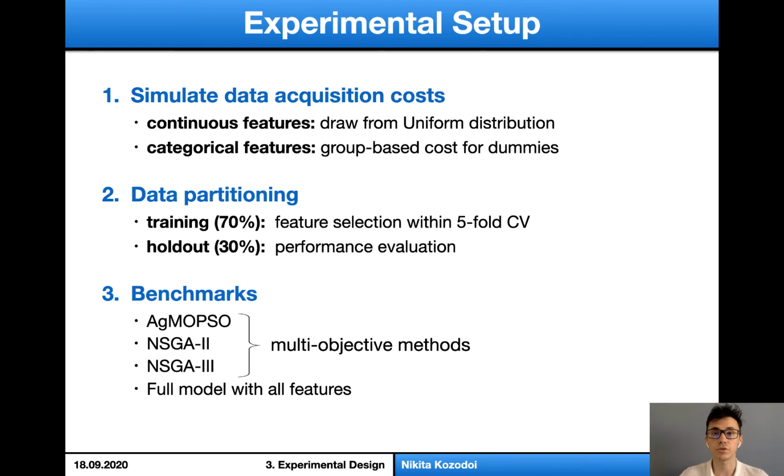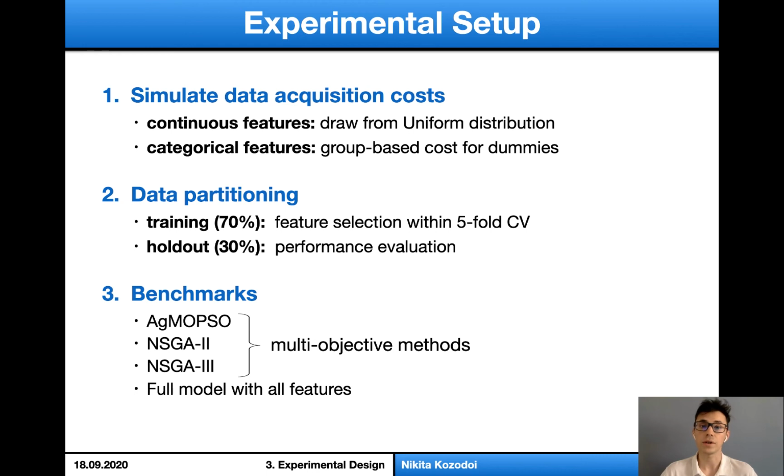This simulates the group-based purchasing of features that is frequent in the practice. For instance, the categorical feature employment type is encoded as a set of dummies, and the cost for this feature is only charged once if at least one dummy is present in the selected features. Next, we perform data partitioning.